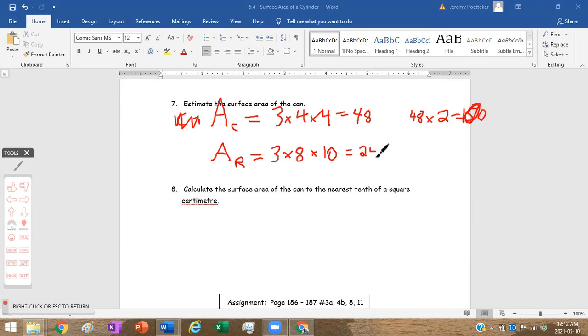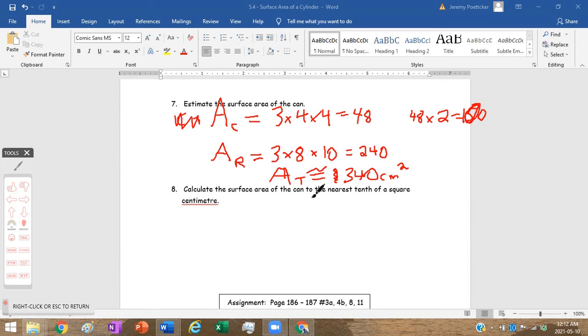Total is going to be 100 plus 240. Oops, that's a lovely A. Area of the total equals approximately 100 plus 240, which is going to be 340 centimeters squared. Which means when I do the actual calculations, if I'm close to that, hopefully I did it right. If I'm wildly away from that, I better check something. I might have done something wrong.